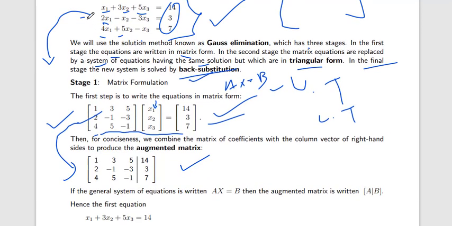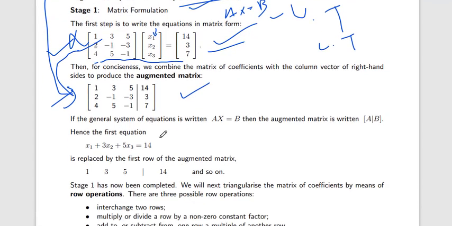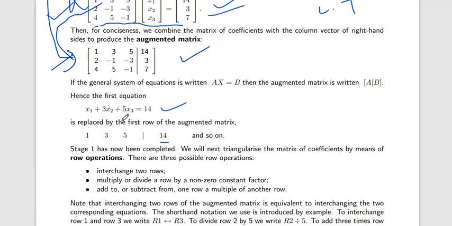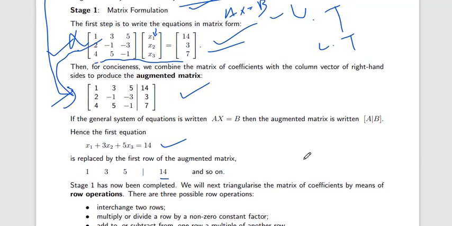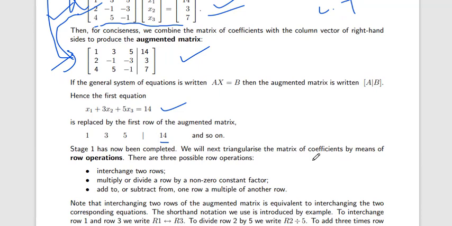In future we will transfer these types of linear systems directly into an augmented matrix. We will skip this step to save time. So the first equation here is 1, 3, 5 and 14, and so on. Now the first stage is completed. In the second stage, we will next triangularize the coefficient matrix by means of row operations.